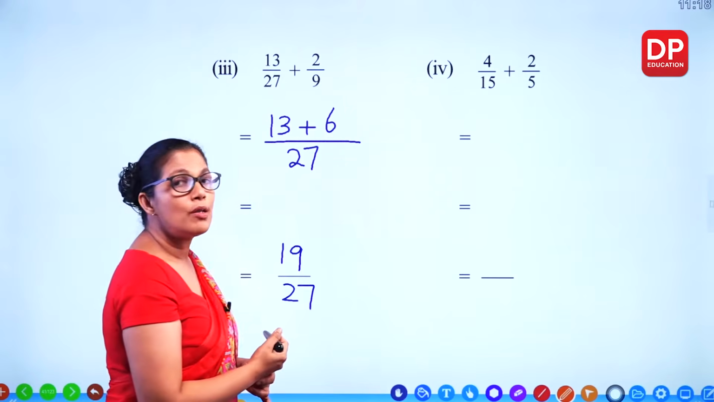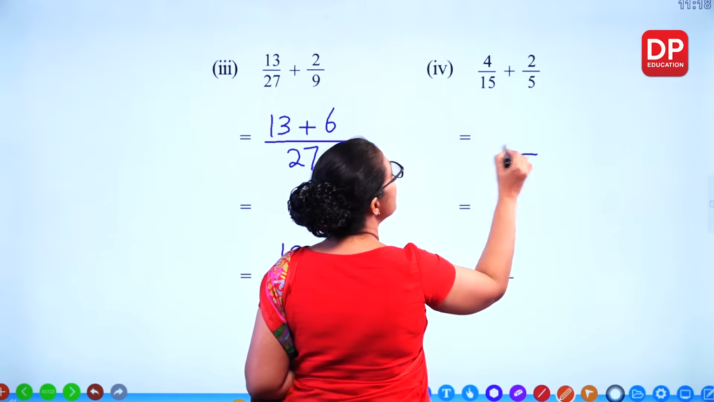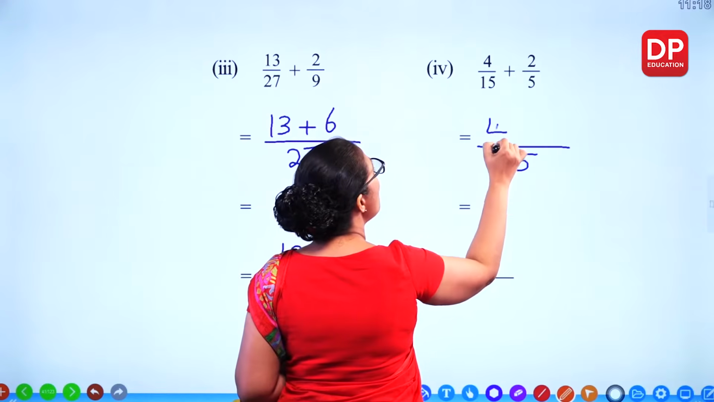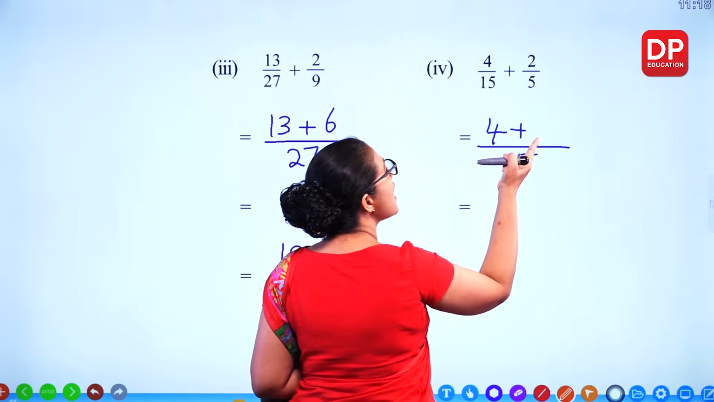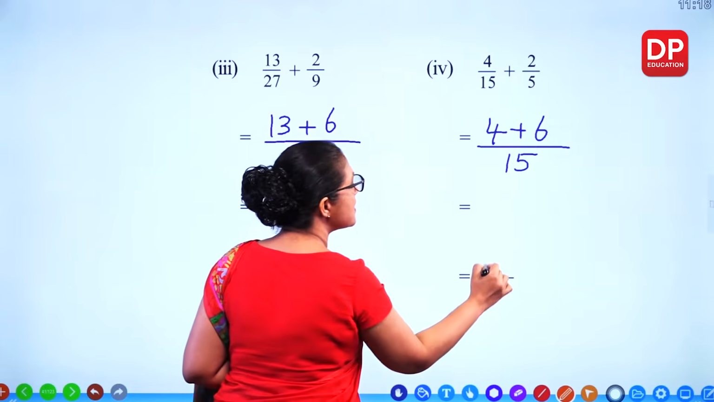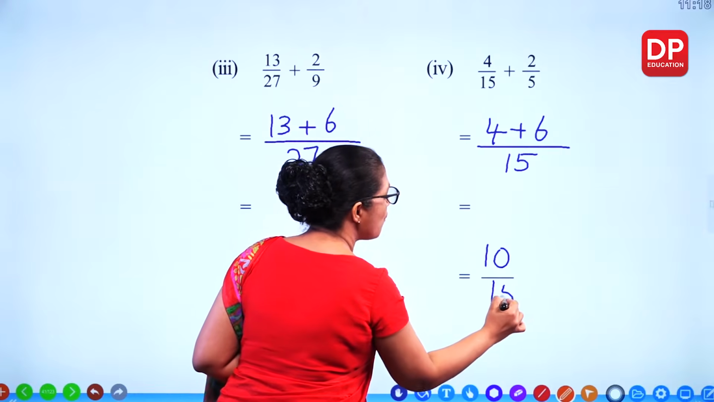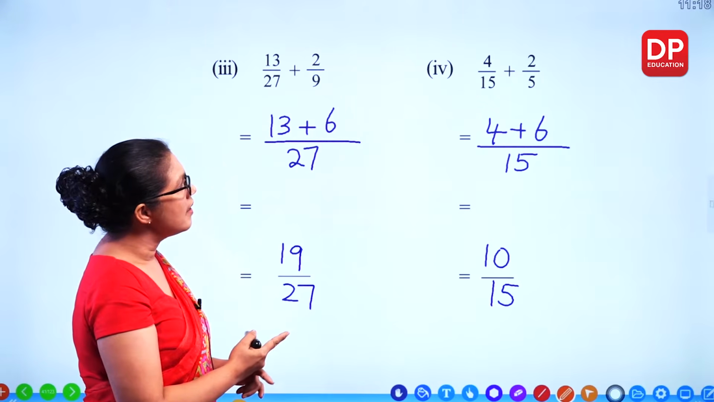This one, what's the lowest common multiple? 15 and 5. That's 15. So this is 4. Convert to 15. 5 times 3. So 3 times 2, you get 6. So 4 plus 6, 10. 10 out of 15.